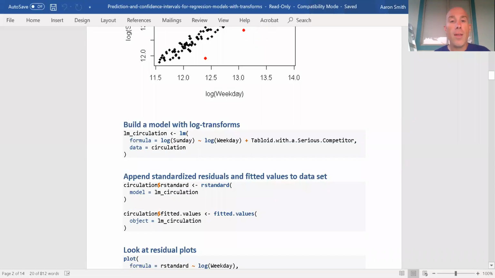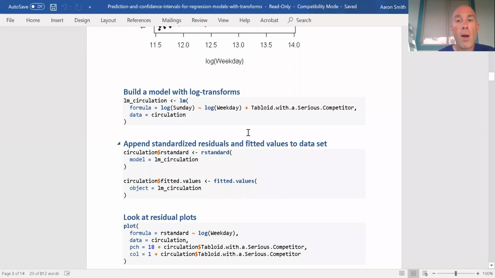All right, so let's go ahead and build the model. So here, my linear model for the circulation data set, I'm going to take the log of Sunday and predict it with the log of weekday plus the tabloid with a serious competitor binary vector. So here, the predictor variable is log of weekday, not weekday, and then tabloid is going to give me a different y-intercept for tabloid papers and non-tabloid papers.